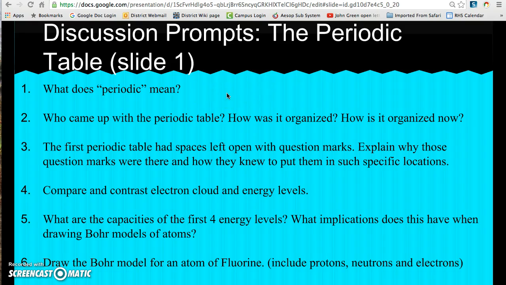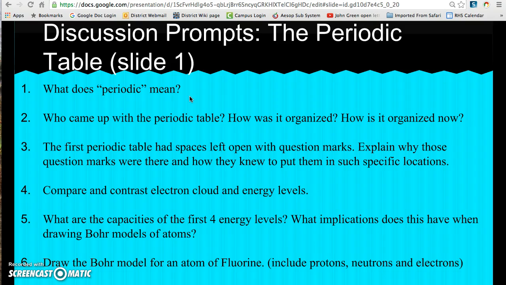What does periodic mean? The word periodic simply means in a repeated pattern. And so there's a reason why we use that term to describe the periodic table, because the periodic table is organized in a very sequential pattern. The elements are not just thrown up there randomly. So that's why we use that word to describe it.